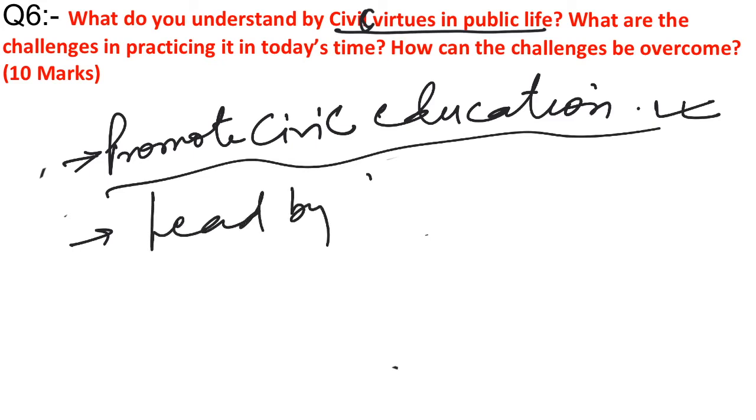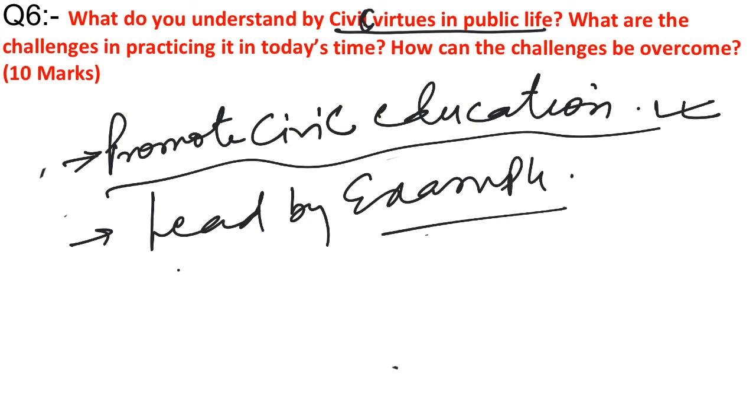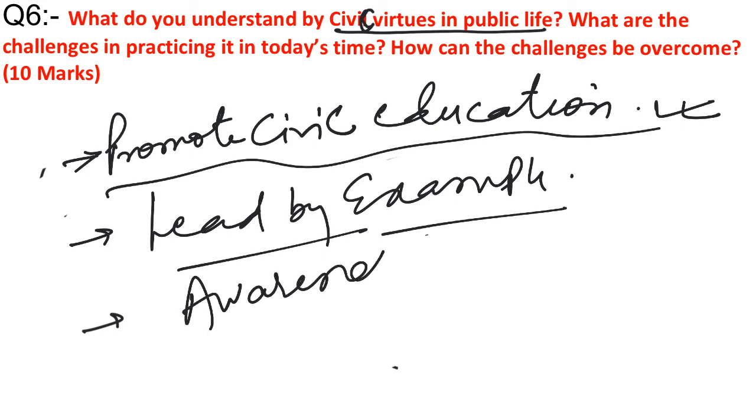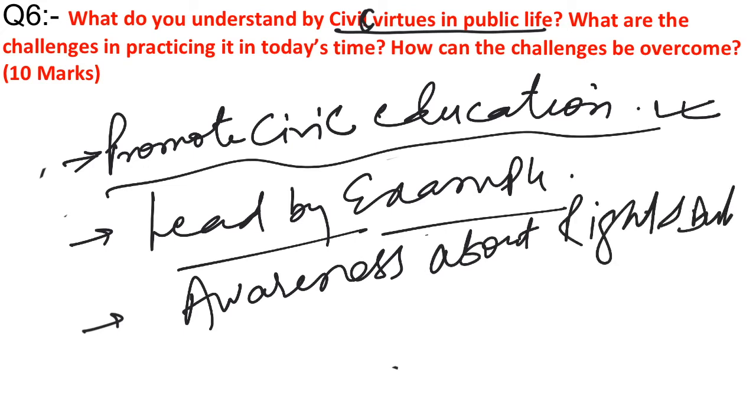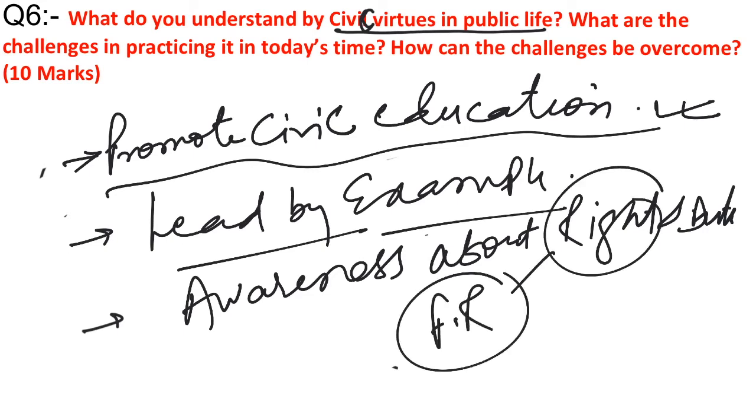Then if there is a certain example in society, everybody aspires to lead by example. Whenever you look at your political leaders, your volunteers, the social servants, it gives you a certain kind of boost to do something for society. Then you can talk about awareness about rights and duties. People know only about the fundamental rights. Everyone wants rights, but no one is ready to perform their duties. So these are the things which can be mentioned in this question.